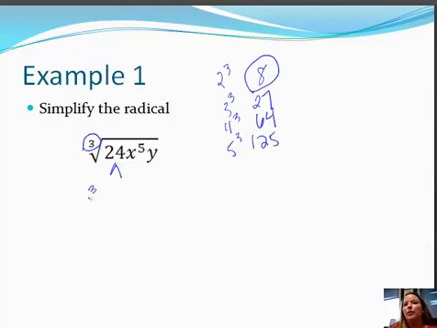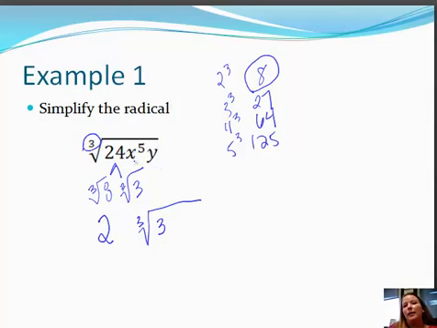So I'm going to do the cube root of 8 times the cube root of 3, because 8 times 3 is 24. The cube root of 8 is 2, because that's what we multiply by itself. And underneath the radical, we still have a 3. But now we have letters as well.